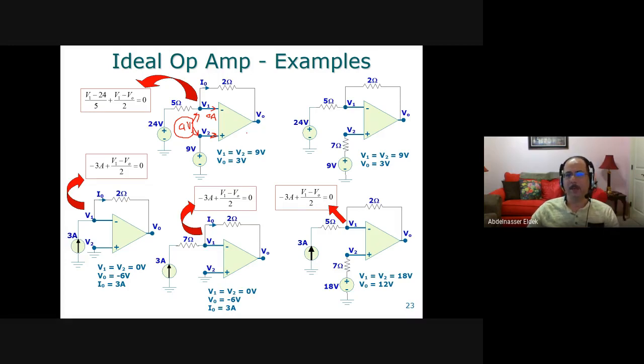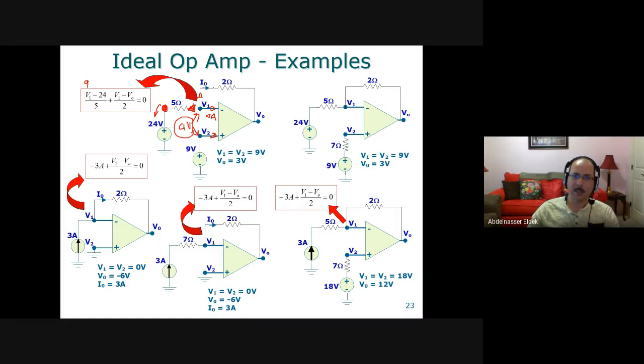Okay. Then apply nodal analysis at the input. So you have 3 currents. 1, 2, 3. The third one is 0. So the first current, which is this one here, is what? Is V1, that's 9, minus this voltage here, which is 24. This voltage is 24. Okay, so it will be V1, that's 9, minus 24, divided by the resistance, which is 5.